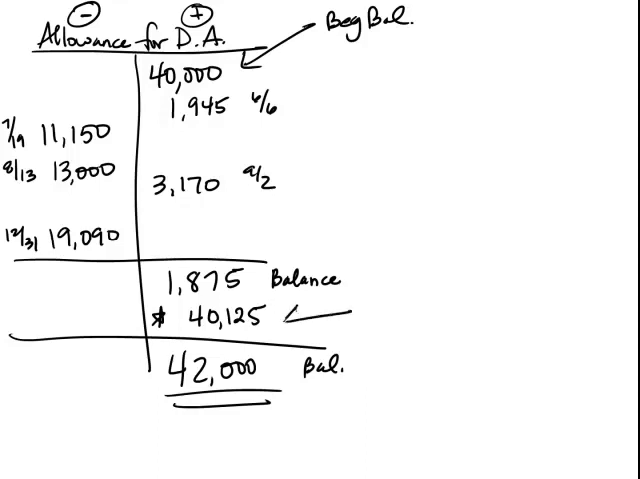So this is the entry we need to do. Credit to allowance for $40,125, and we may end up having to have a debit for this adjusting entry. It just depends on what you've written off, what you've collected. So you have to make it work to be what you need the balance to be.